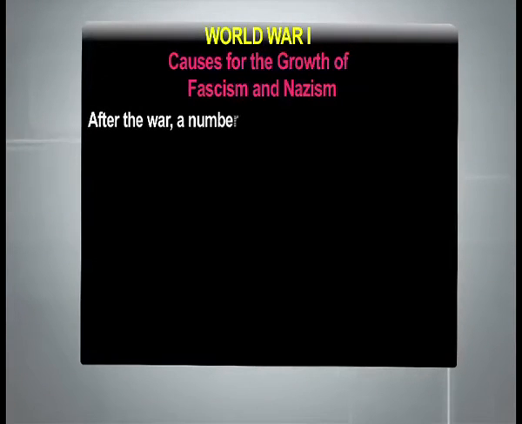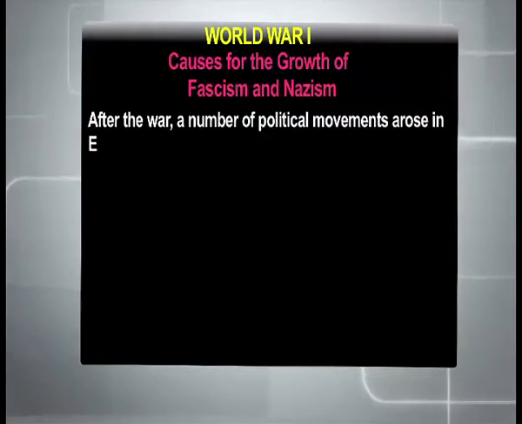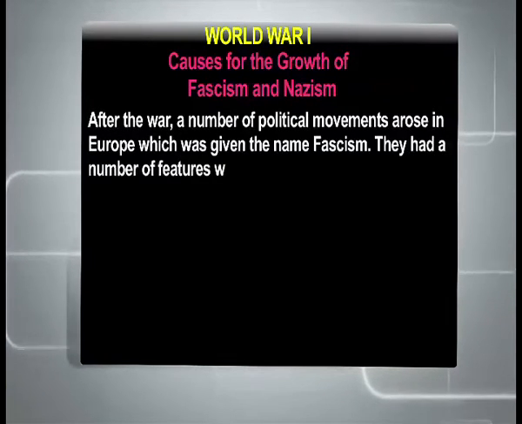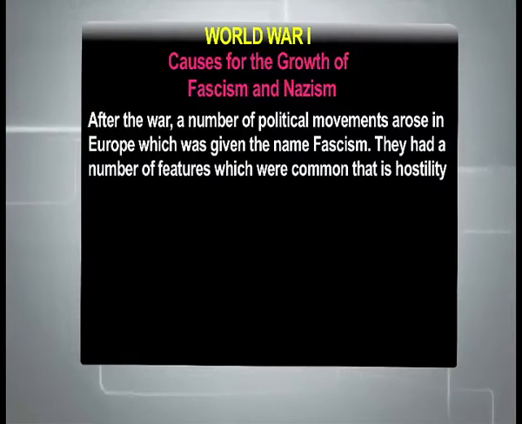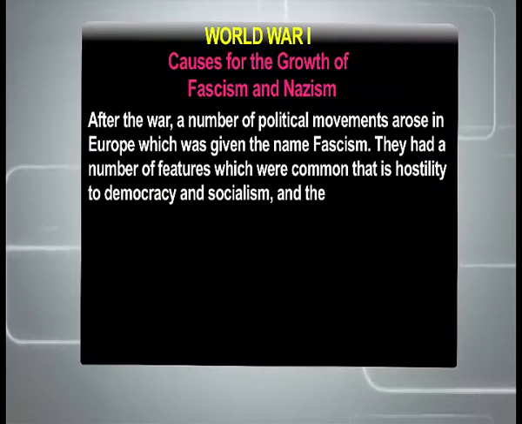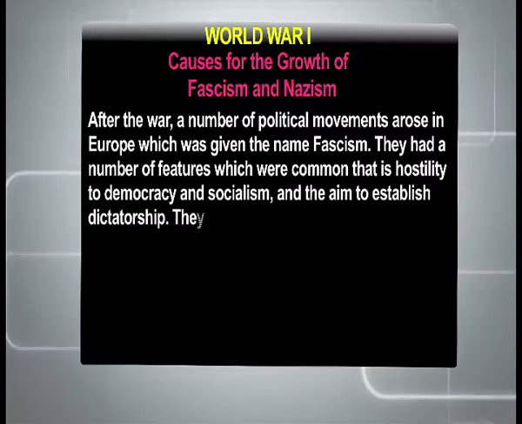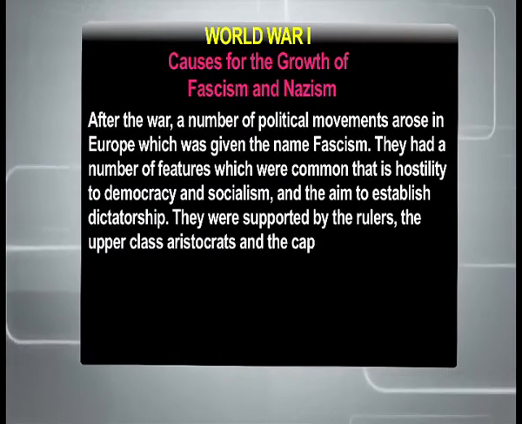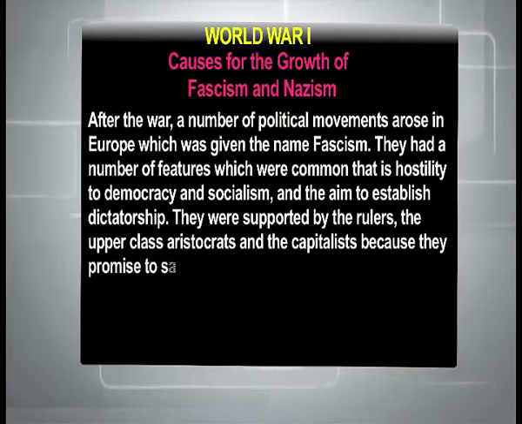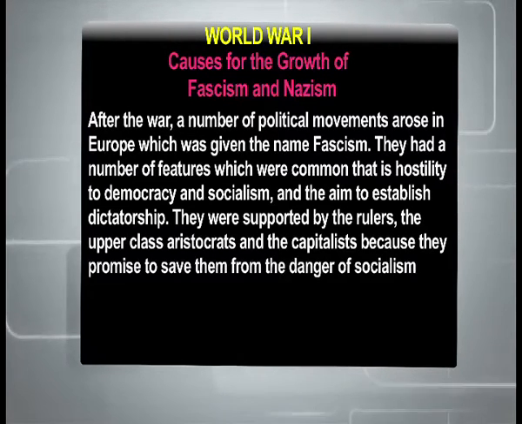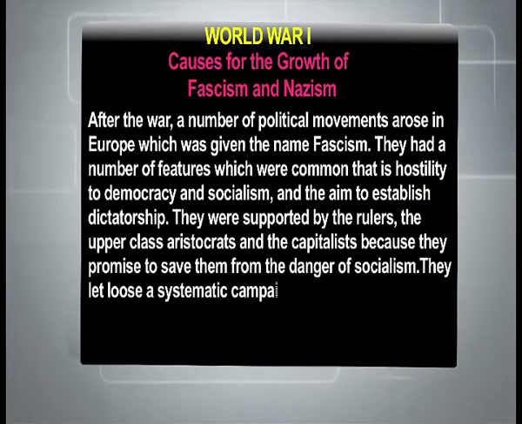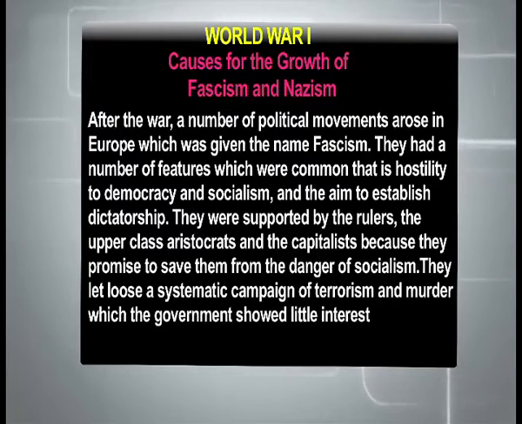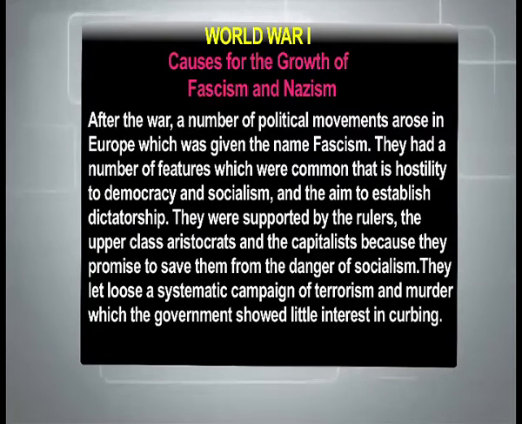After the war, a number of political movements arose in Europe, which was given the name fascism. They had a number of common features, that is hostility to democracy and socialism, and the aim to establish dictatorship. They were supported by the rulers, the upper class aristocrats and the capitalists, because they promised to save them from the danger of socialism. They let loose a systematic campaign of terrorism and murder, which the government showed little interest in curbing.